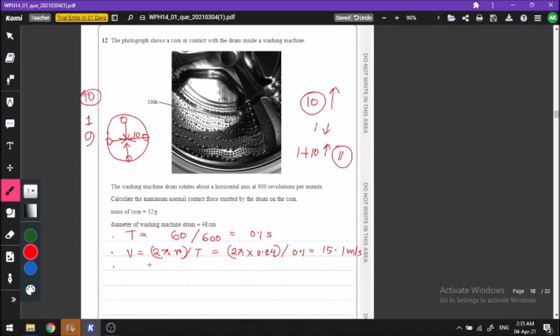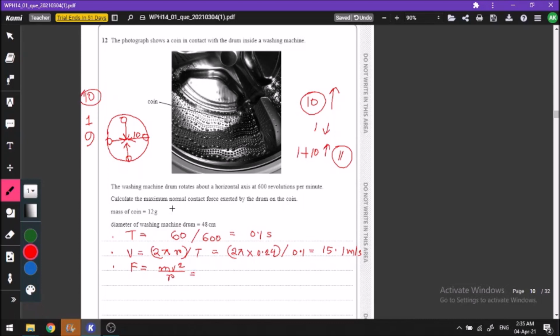It is not necessary to write the units here, but it is just a reminder of whether you are using the SI units or not. Then we can use the formula F is equal to mv square by r to find the required centripetal force. This is not the normal reaction force. This is the required centripetal force, mv square by r.